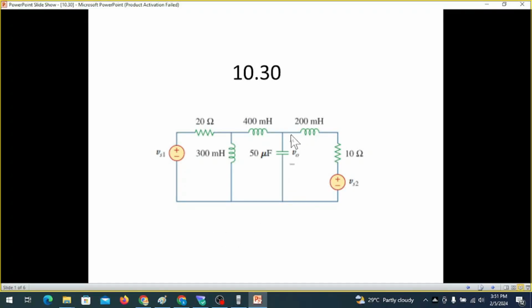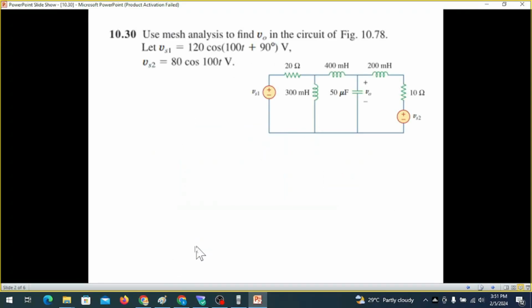Primarily, we have to find this voltage here using mesh analysis. Let's see the question. Use mesh analysis to find V0, this voltage V0, in the circuit in the figure. And the voltage of Vs1 is this value given, and Vs2, the second source, is 80 cos 100t.